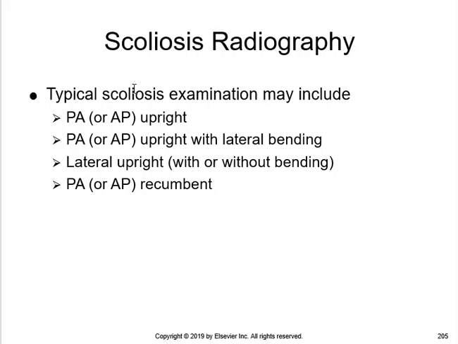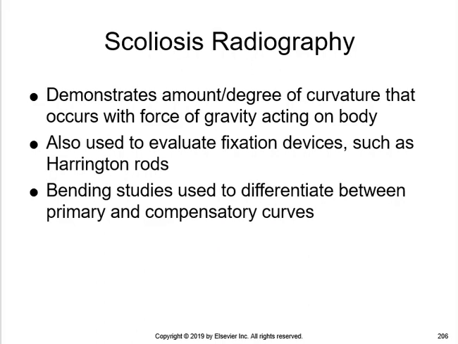So our scoliosis series, if we're truly doing a series, is probably going to be a PA from the neck all the way down to the sacrum and coccyx. It may include some lateral bending. Most of the time it's going to be upright, and it could be upright with or without bending, but we can also do some recumbent views as well. So what we're trying to establish and determine is the amount of curvature in the spine. They may request views with patient standing and some views with patient recumbent so that we can see exactly how much gravity is affecting that.